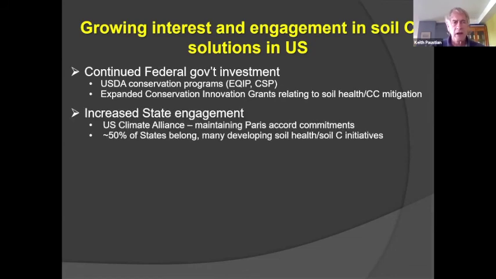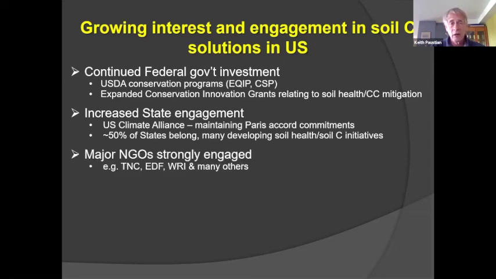States have really stepped up their engagement. There's a U.S. Climate Alliance, which is perhaps mainly known for trying to maintain the Paris Accord commitments. Right now, about 50% of the states belong to this, and a number of those states have soil health and soil carbon initiatives. We've seen a lot of engagement from major NGOs, Nature Conservancy, EDF, World Resources Institute, and many others.